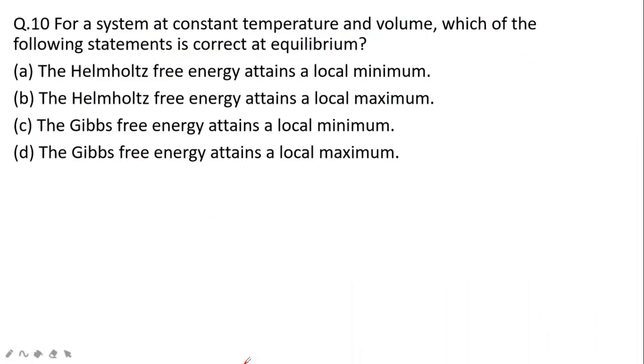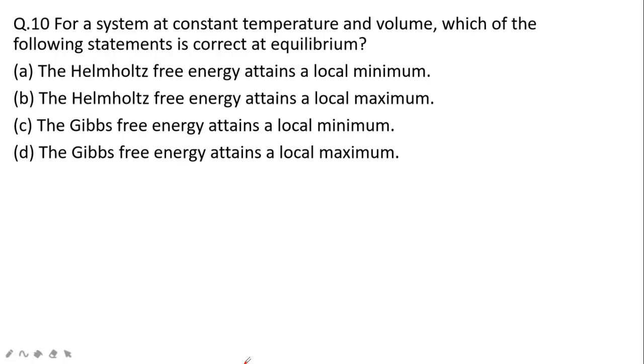Here we go for the 10th one. For a system at constant temperature and volume, which one of the following statements is correct at equilibrium? कांस्टेंट टेम्परेचर और वॉल्यूम पे इनमें से कौन सा स्टेटमेंट इक्विलिब्रियम पे करेक्ट है? ऑप्शन ए इज द हेल्महोल्ट्ज फ्री एनर्जी अटेन्स ए लोकल मिनिमम, द हेल्महोल्ट्ज फ्री एनर्जी अटेन्स ए लोकल मैक्सिमम, द गिब्स फ्री एनर्जी अटेन्स ए लोकल मिनिमम एंड द गिब्स फ्री एनर्जी अटेन्स ए लोकल मैक्सिमम.